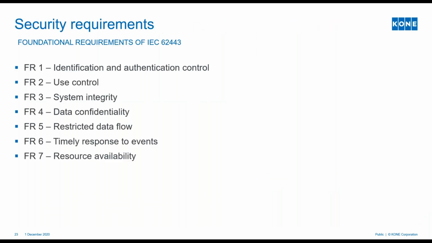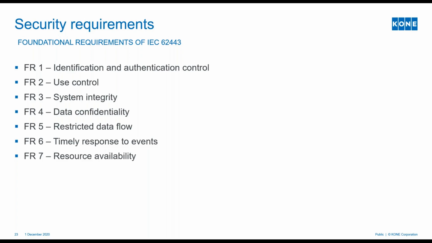Then we come finally to the security requirements. So 7 foundational requirements. These are detailed in the IEC 62443 parts 3-3 for the system level and 4-2 for the component level. And as Jarmo was explaining, the requirements can be realized on a certain security level. So there are different security levels, and the security levels are presented in the form of requirement enhancements in the standard, so that by complying with the requirement enhancement, you reach a higher security level.